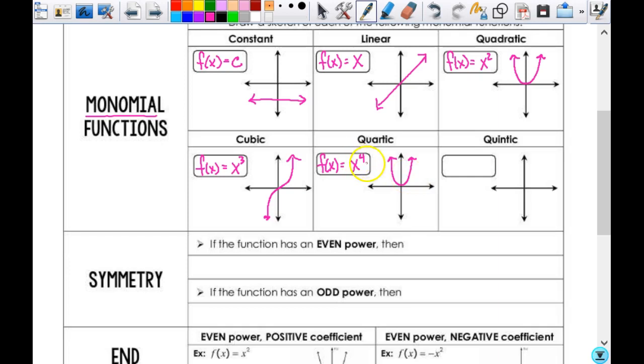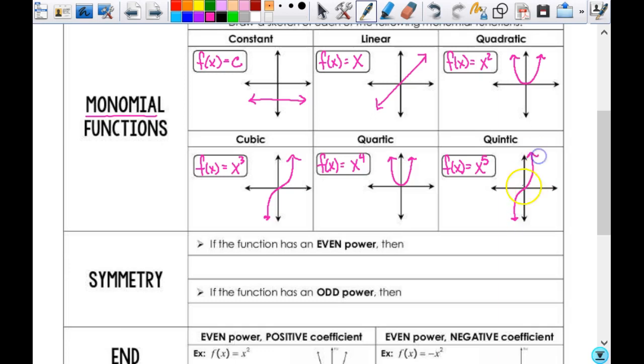Okay, so then the fourth, it's just going to be here and here. What's 2 to the fourth power? 16. So at 2, I'd be at 16 instead of at 4, so it just gets taller and skinnier quicker. Okay. Quintic, what do you think that is? f of x equals x to the fifth, right? And then what do you think it's going to look like? Skinnier, the skinnier version of what? The cubic, exactly.